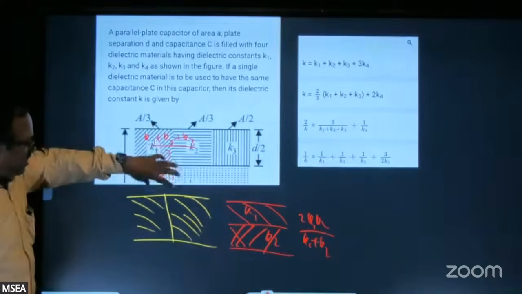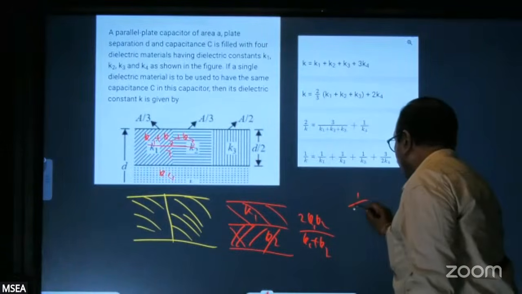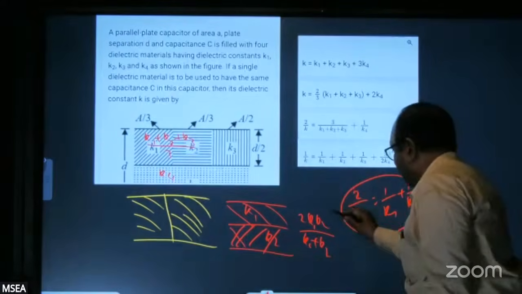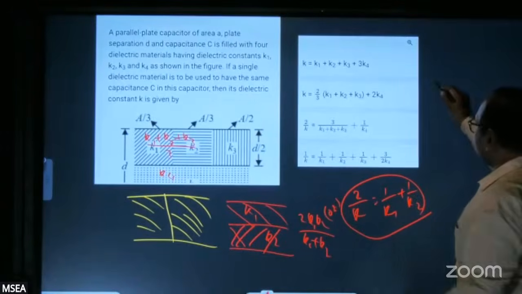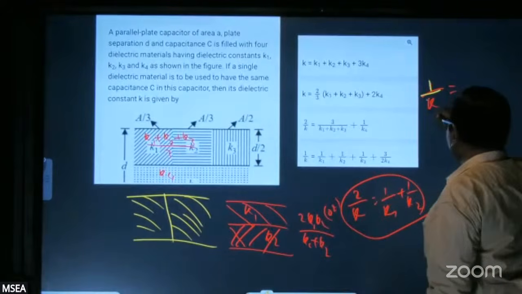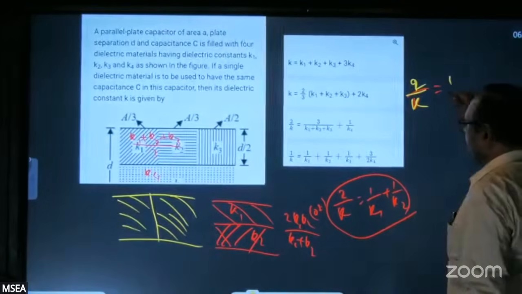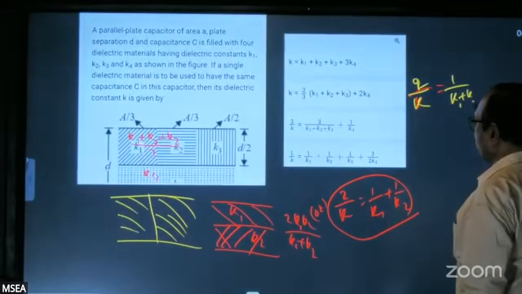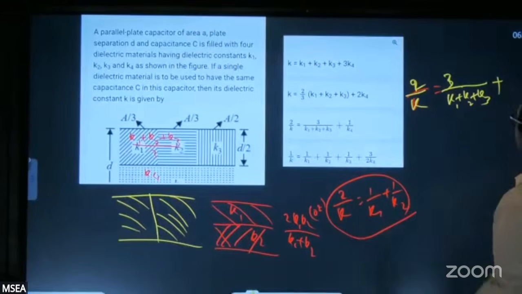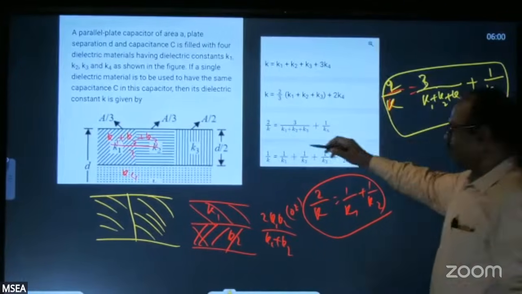So this is one thing, this is another one, they're connected one above the other. Therefore, what can we write? 2 by K is equal to 1 by K1 plus 1 by K2, we can write either this or this. Now I can take 1 by K effective, okay, I'll change the color. So 2 by K is equal to 1 by K1, where K1 is K1 plus K2 plus K3 by 3, plus 1 by K4. That's all. This should be the answer to this question.